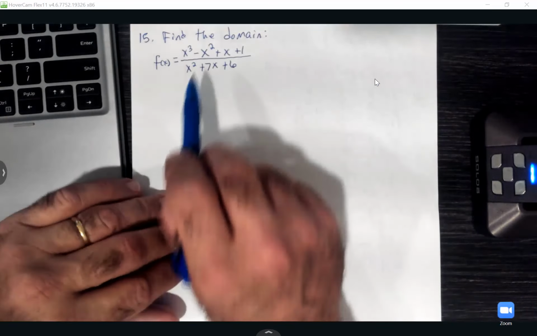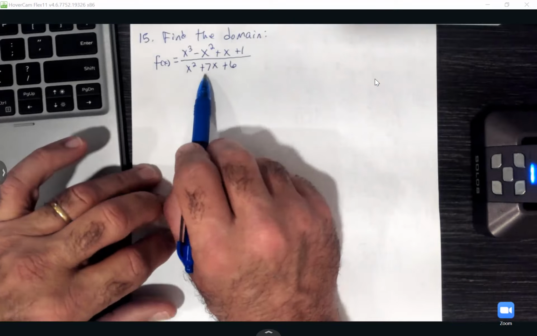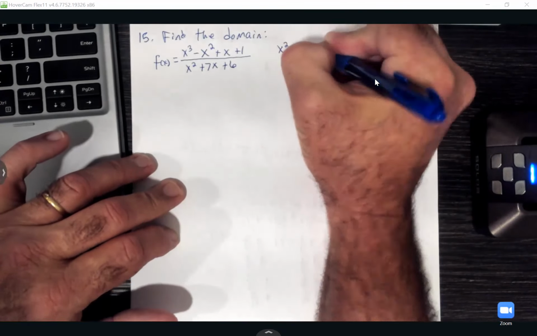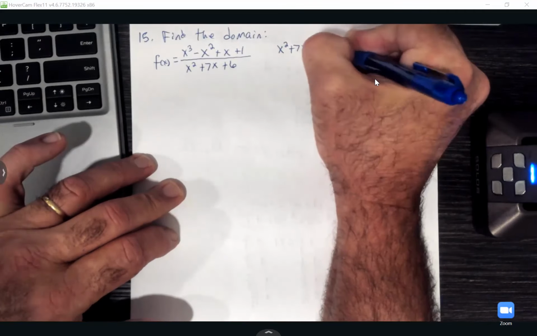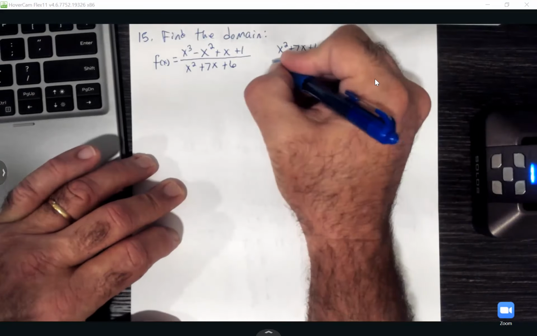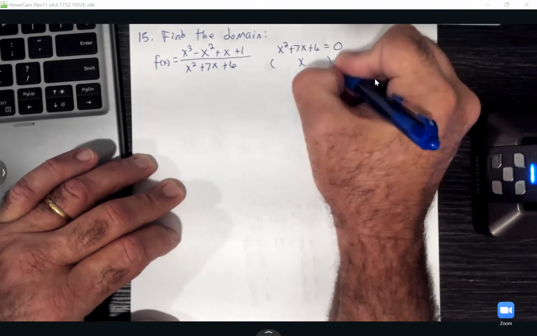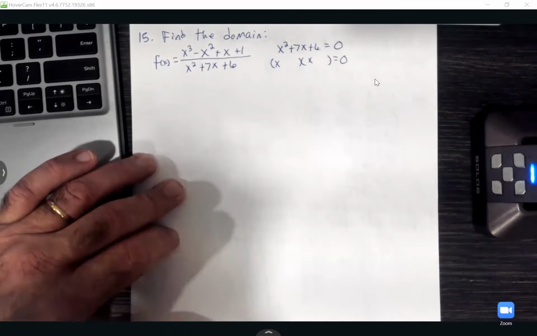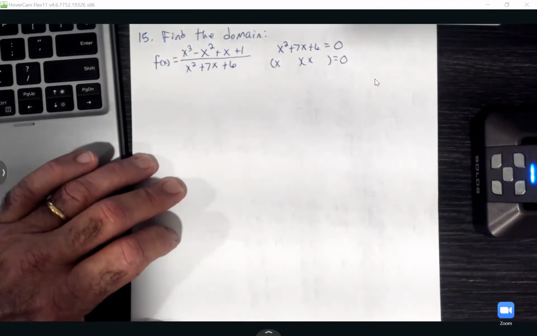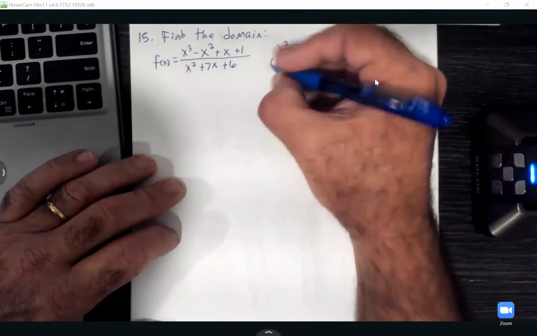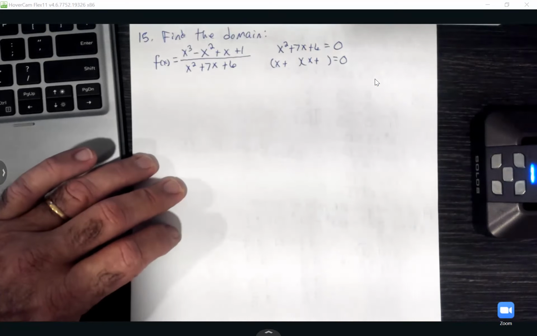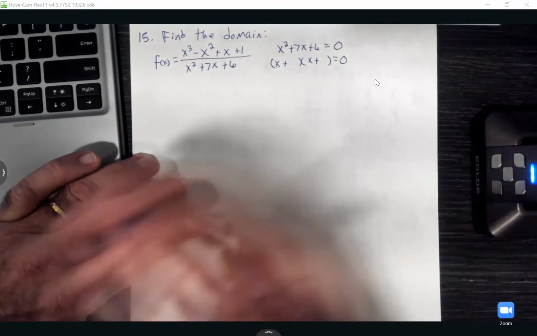So to find the domain, we're going to take the bottom and set it equal to 0. And y'all, to solve this, I'm going to factor. So I'll have y'all help me factor this. I got an x and an x. So give me some signs for these two factors. Positive and positive. My bad. Okay, that's good. And then what factors of 6 do I need to get that 7? 6 and 1. 6 and 1.